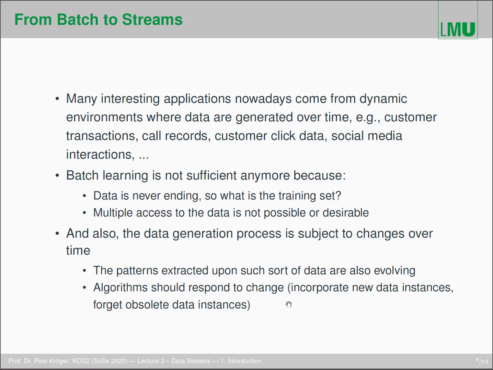So new data instances coming in should be incorporated into the patterns and maybe change the patterns, while you may want to forget older data instances because they are outdated, obsolete, or whatever. So all those things, which are now a little bit on the generic side, have to be considered when you're talking about data streams.